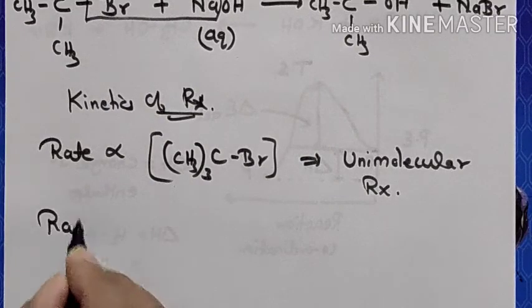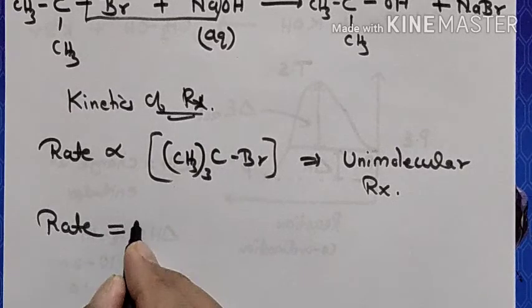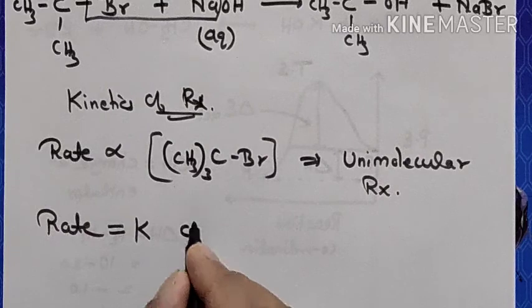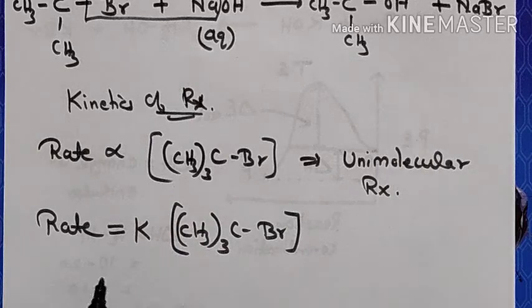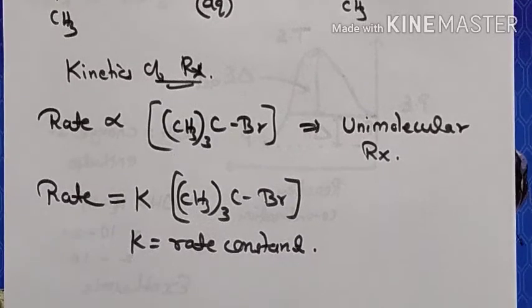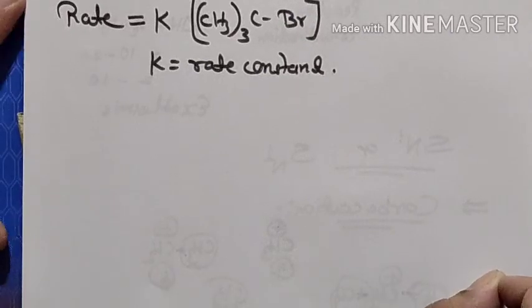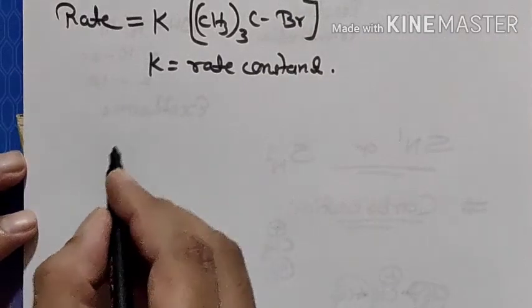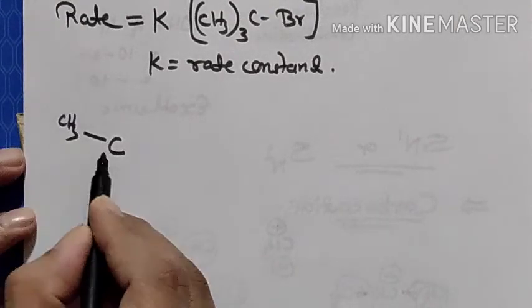Suppose I write it like this. This is just a way of writing, nothing to understand much. If I put an equal to sign, I have to write some constant. I'll write that constant as K: rate equals K (CH3)3CBr. This K is called the rate constant. Now obviously we are going to understand the mechanism of this. Okay, let's see. This is CH3, CH3, and here Br.